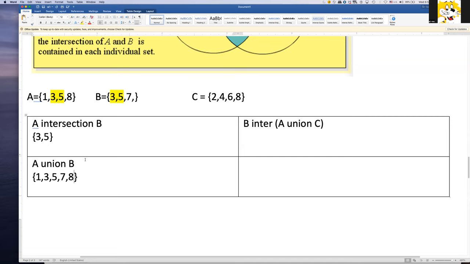1, 3, 5, 7, and 8. All right. Do we all agree on this? Yeah. Yes. It's true because A has 1, 3, 5, and 8, and B has 3 and 5. We're not going to repeat those again. And the only thing we're going to add here is 7.